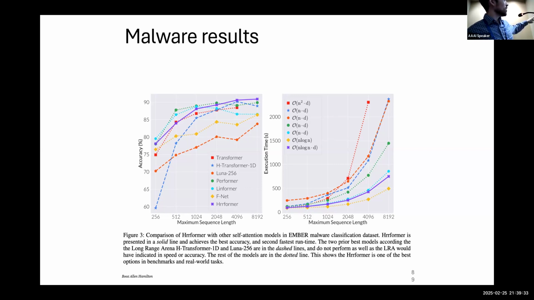But two key things to note. One, you'll see Luna 256, what was originally the best or second best, that had no weaknesses in the Long Range Arena benchmark, is the orange line that's performing the worst in terms of accuracy on this very long sequence problem. Because this problem is like real-world malware data, where there's a lot of information over the length of the sequence, and the Luna strategy just is not amenable to it.